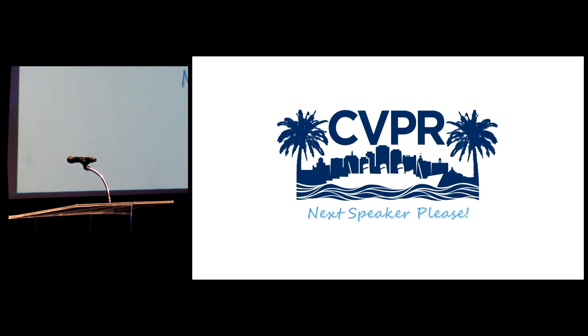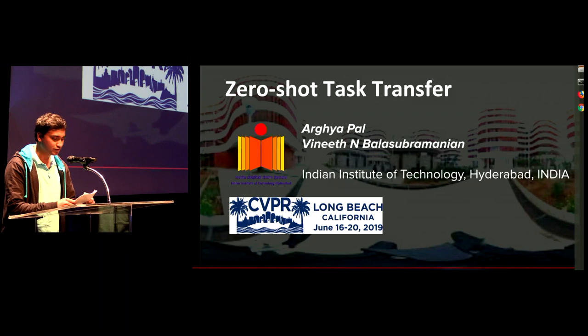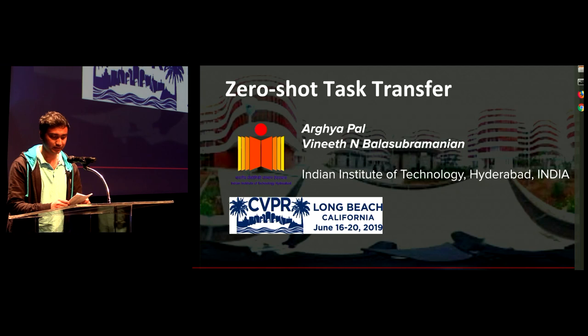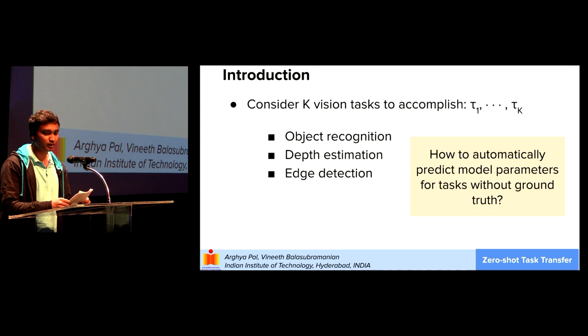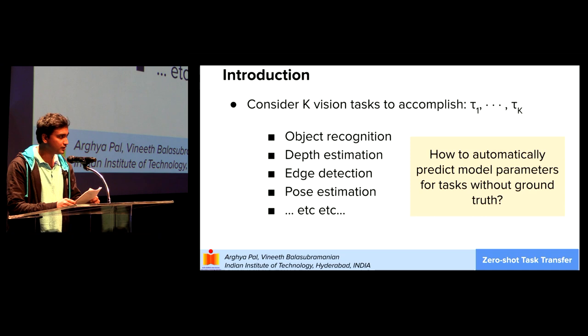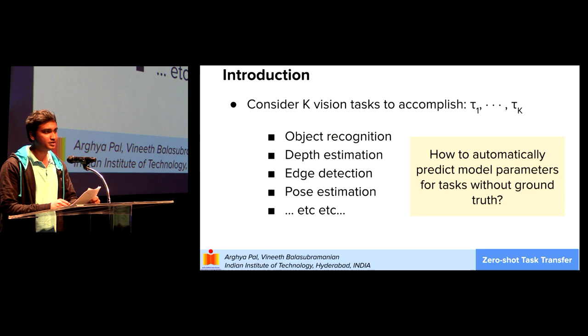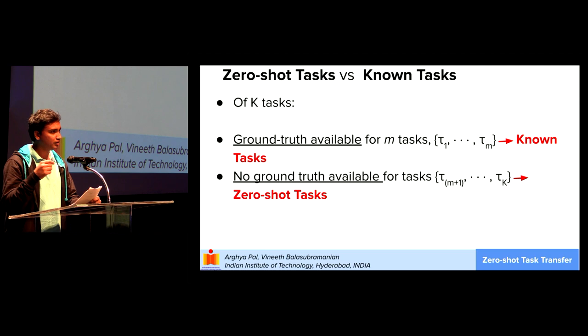Hi all, I am Arghya Pal from IIT Hyderabad, presenting Zero-Shot Task Transfer. It's a joint work with my guide, Vineeth Balasubramanian. In this work, let's consider we have k computer vision tasks, say tau 1 to tau k, for example object recognition, depth estimation. Our research question is: how do we automatically predict model parameters for tasks without ground truth? We are trying to move the bar from zero-shot class to zero-shot task.